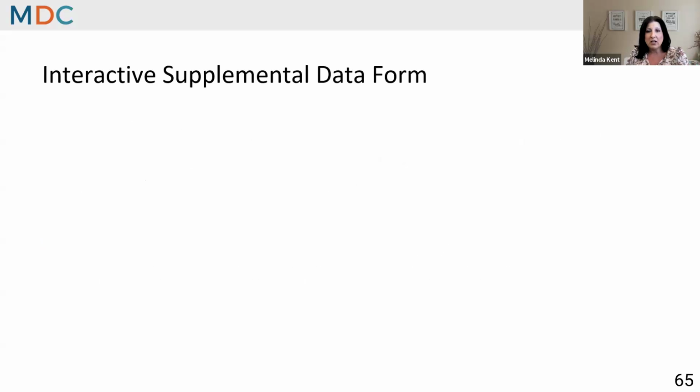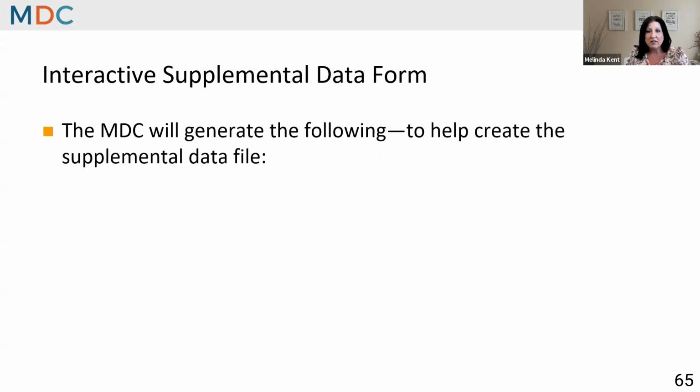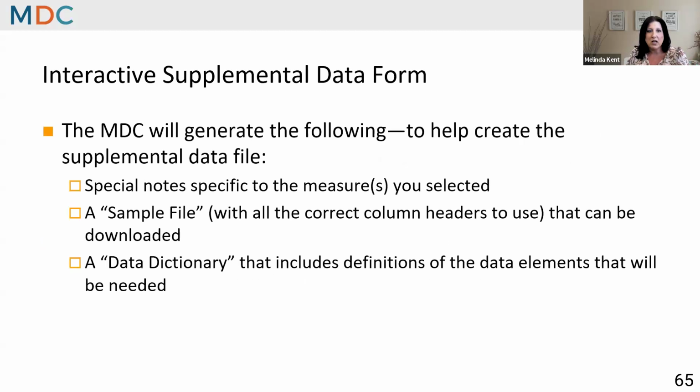So the interactive supplemental data form will generate the following. It helps to create the supplemental data file for you. This is extremely helpful and really eases this process. So there will be a special notes section in the measure that you selected, a sample file with all the correct column headers to use that can be downloaded.